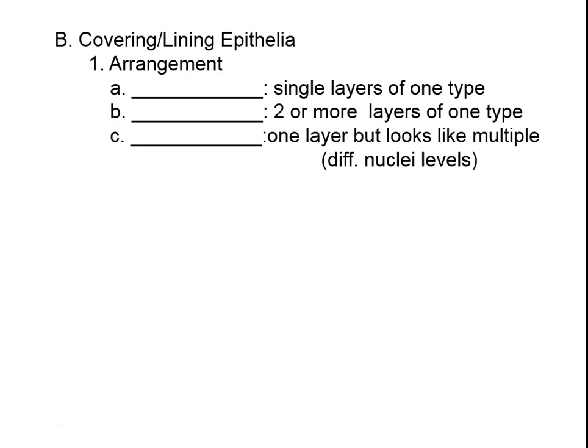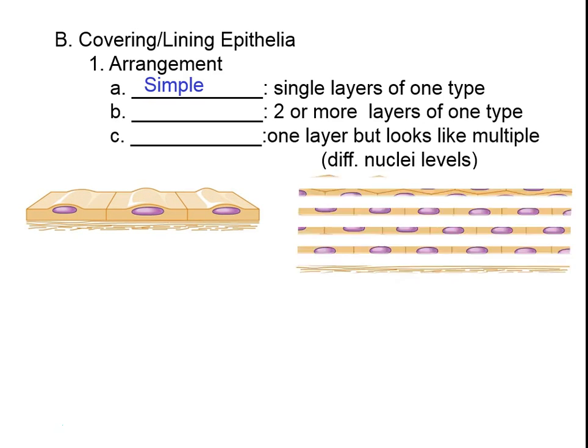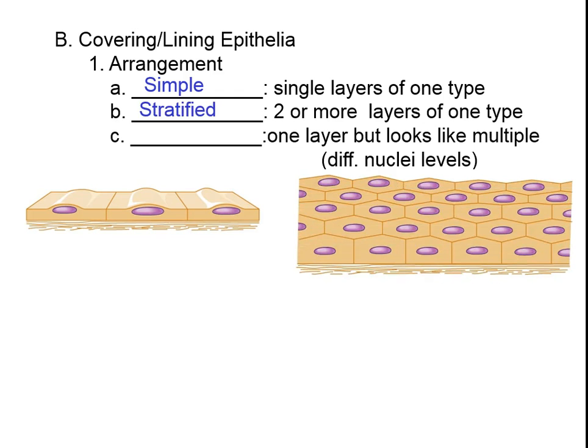So how do we name epithelia? Well, we name epithelia by the layers of cells in the epithelial tissue, and by the shape of the cells. So let's look at the arrangement of layers first, and then we'll look at the cell shape. If you only have one layer of one type of epithelial cell, you call that tissue simple. If you have two or more layers of one type, then you say it's stratified.